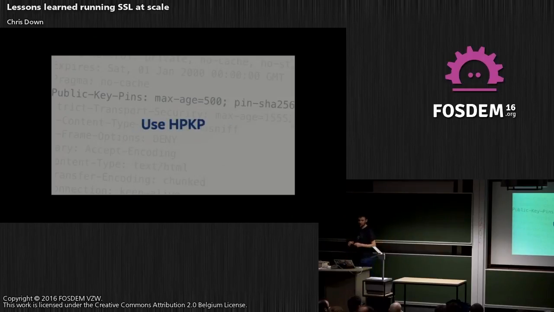HPKP, the thing which I can never say correctly at speed. It's a great way to stop a rogue CA, of which there have been many. And you can argue that what Symantec did was the actions of something rogue. It's a great way to stop a rogue CA from issuing stuff for your domain. After the first load, it tells your browser to only accept a certain set of public keys, and one of those public keys must be in the chain which you serve. It can be the leaf, the intermediate, the root, and those all have different properties. So many people recommend pinning to the intermediate.